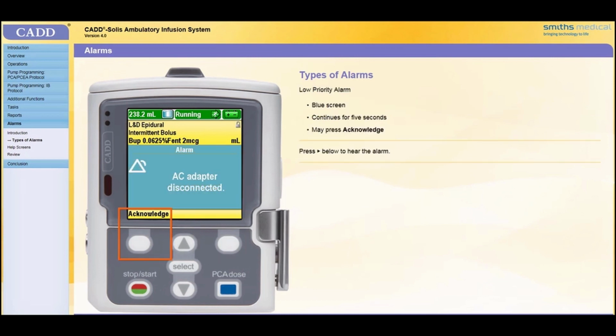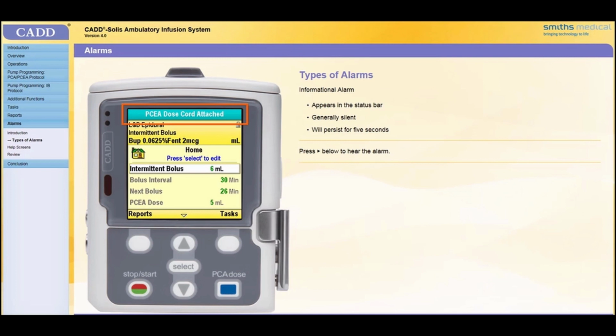A low priority alarm is accompanied by a blue screen. If the pump is running, it will continue to run. The alarm will continue for 5 seconds unless you acknowledge it by pressing Acknowledge or correct the problem before the 5 seconds have passed. An informational priority alarm will appear in the status bar. If the pump is running, it will continue to run. The alarm is generally silent and will persist for 5 seconds in the status bar.